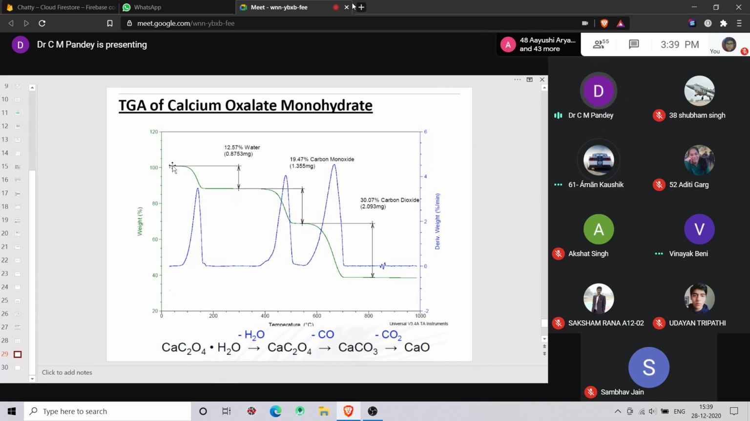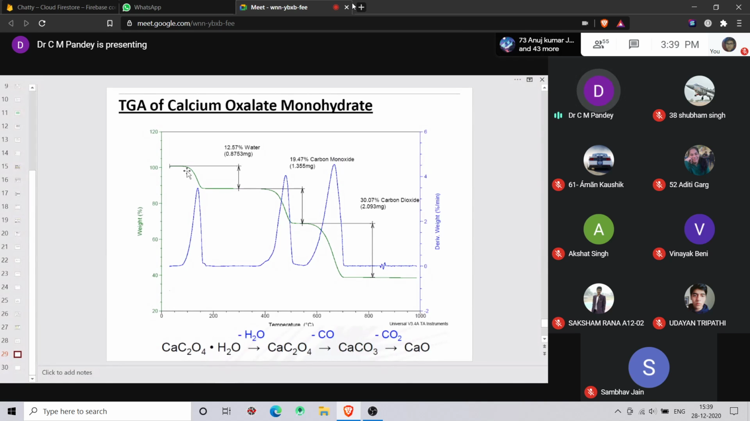Yes, this is multi-stage decomposition, because you can easily differentiate the products. At nearly 150 degrees centigrade there is liberation of water molecules. If you take 0.8753 milligram of the sample, there is 12.57 reduction in the weight of the sample. From the TGA curve you estimate how much weight loss is taking place in the first step. In the second step, at 420 to 460 degrees centigrade or up to 500 degrees centigrade, there is loss of carbon monoxide. When you increase the temperature to 600 degrees centigrade, there is liberation of carbon dioxide from the sample, resulting in the formation of calcium oxide.